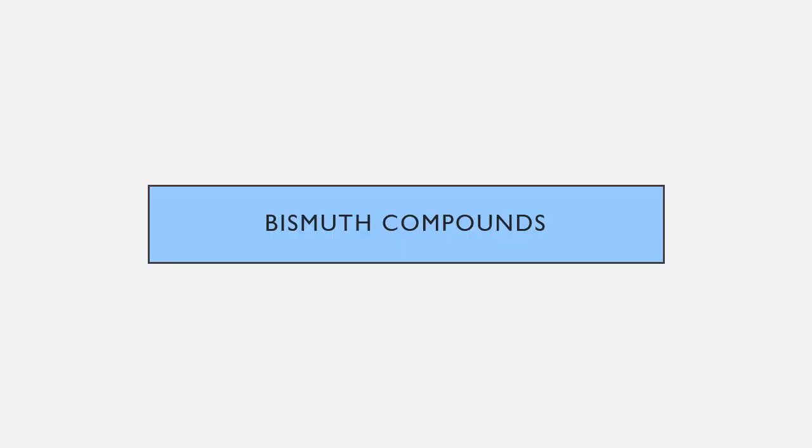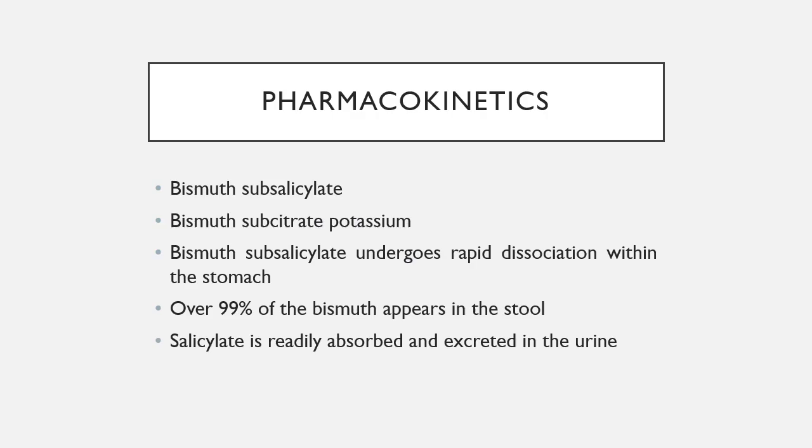Next mucosal protective agent is bismuth. Bismuth is available in two formulations. The non-prescription formulation is the bismuth subsalicylate. The other one is bismuth subcitrate potassium. Bismuth subsalicylate undergoes rapid dissociation into bismuth and salicylate within the stomach. And over 99% of the bismuth appears in the stool and only less than 1% is absorbed, and salicylate is readily absorbed and excreted in the urine as was in the case of aspirin.